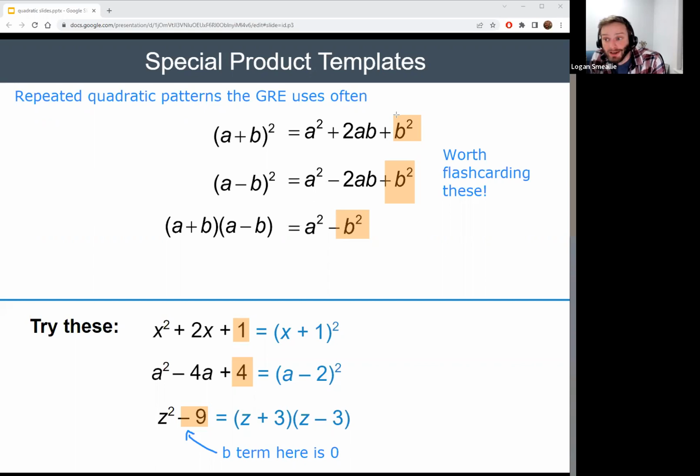And so if they pick a square number in that final spot, it's a good sign. They're trying to see if you notice that it's a special product that you can use one of these shortcuts on.